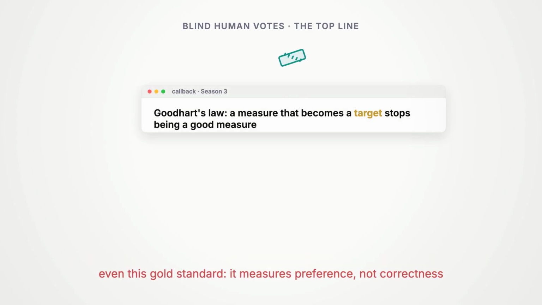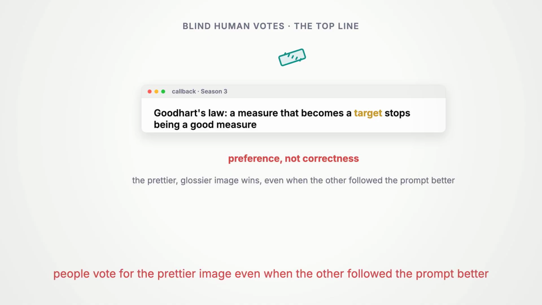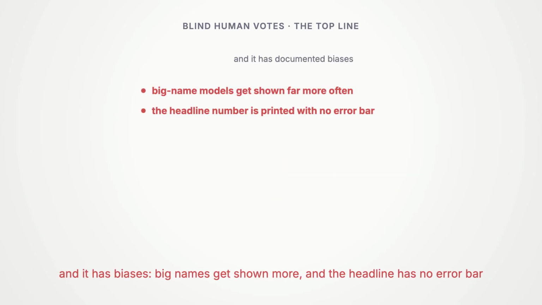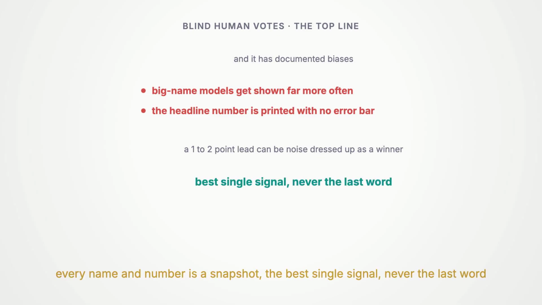First, it measures preference, not correctness. People reliably vote for the prettier, glossier image, even when the other one actually followed the prompt better, so the latter quietly rewards style over substance. Second, it has documented biases. The big-name models get shown far more often, which stabilizes their rank, while the headline number is usually printed with no error bar at all, so a 1 or 2 point lead can be statistical noise dressed up as a winner. And every name and number on that board is a snapshot of this month. So use the arena as the best single signal we have, and never as the last word.